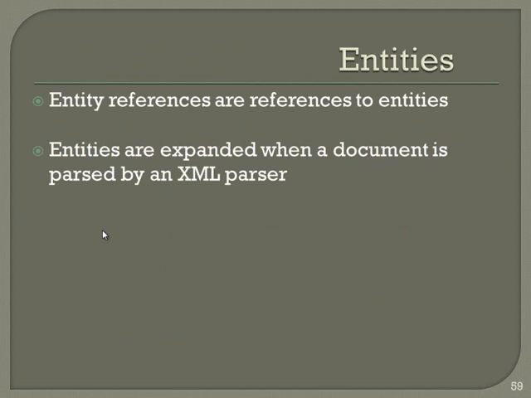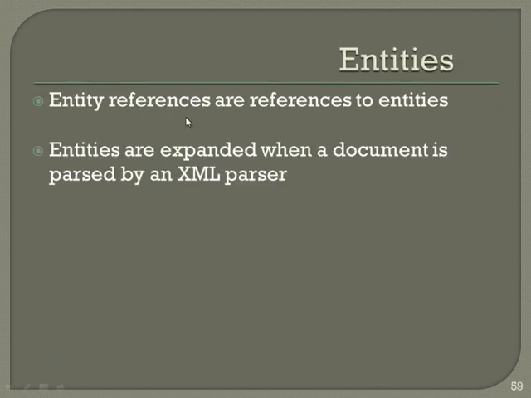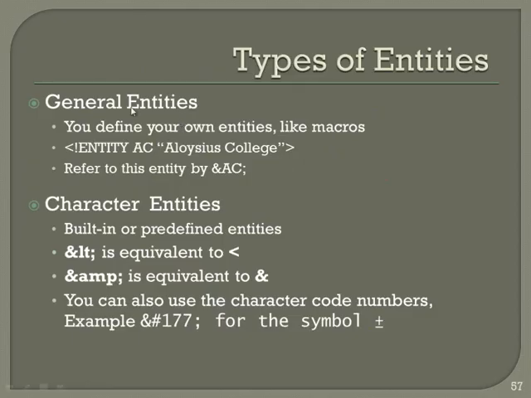Okay, these symbols that you use here, these letters, are called references. So entity references are the ones that reference the entity. In the previous case, AC is a reference to the entire word Aloysius College. So this is called the reference.